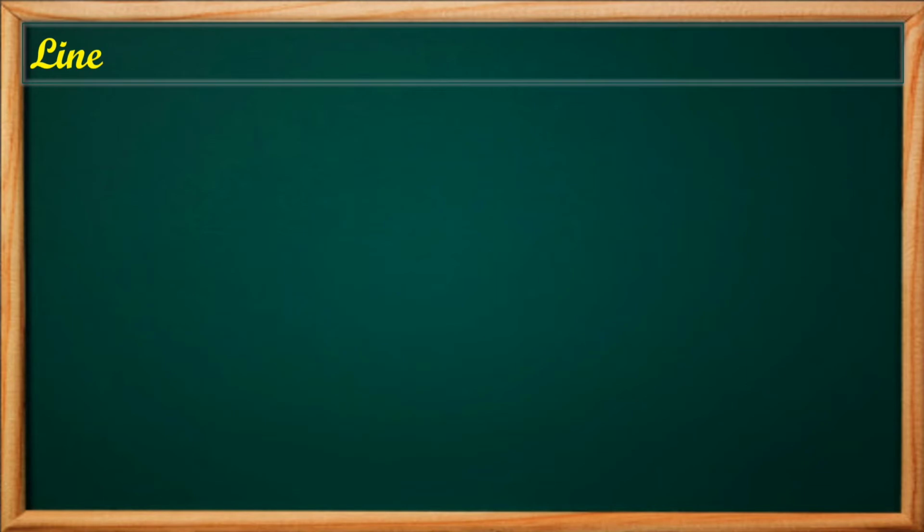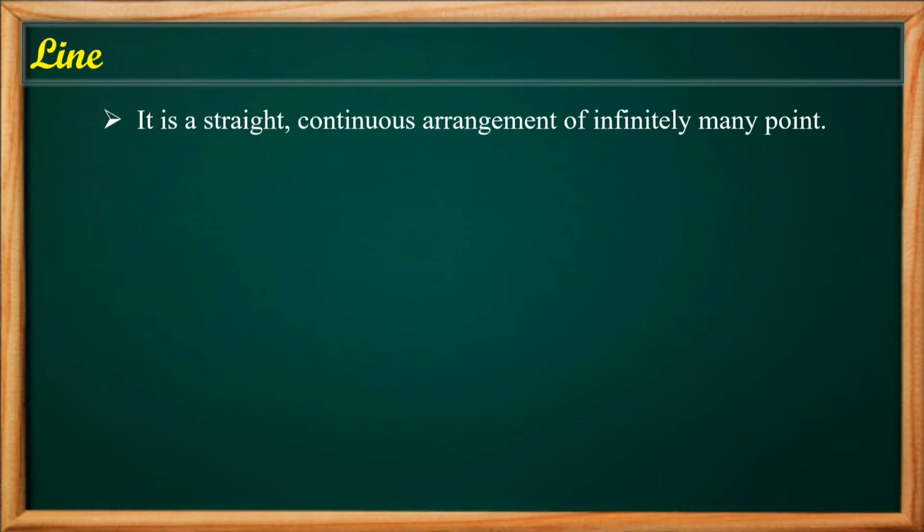Next, the second undefined term is line. Now, line, it is a straight, continuous arrangement of infinitely many points. Tulad ng sinabi natin kanina, hindi mabubuo ang isang figure kapag walang points. That is why line is composed of many points. Infinite. Ibig sabihin ng infinite, walang katapusan. Infinite points.